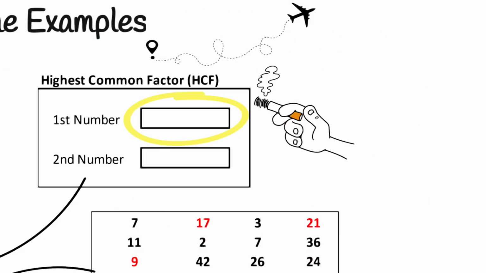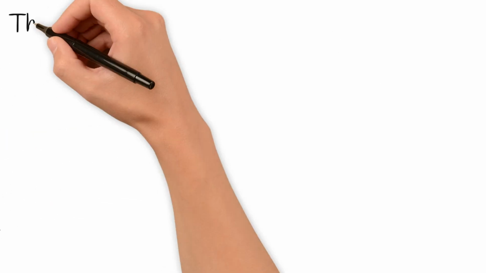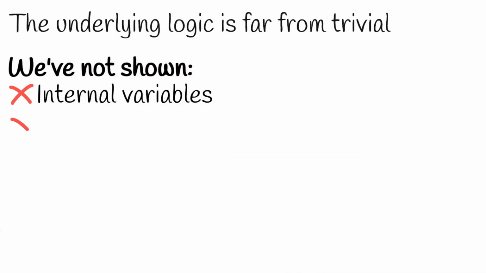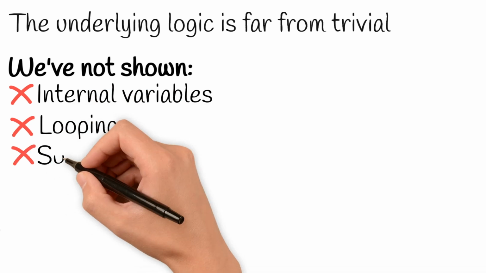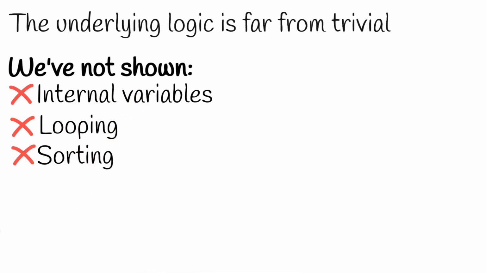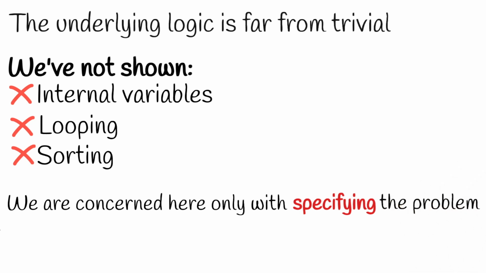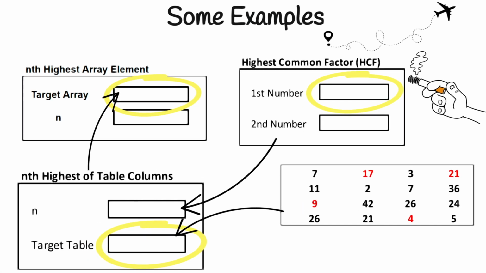As you can imagine, the logic required to implement even this one simple example is far from trivial. Note that we've shown none of the internal variables or looping or sorting algorithms. We are concerned here only with specifying the problem, nothing more and nothing less. You can see that we've used arrows to signify which component is used to specify which attribute.